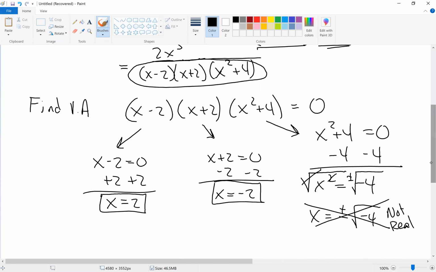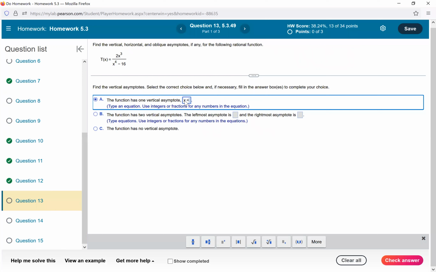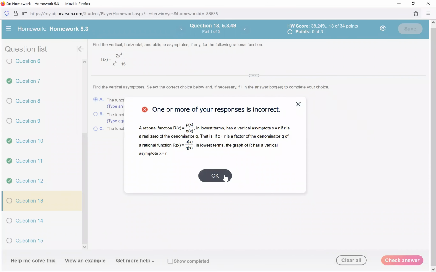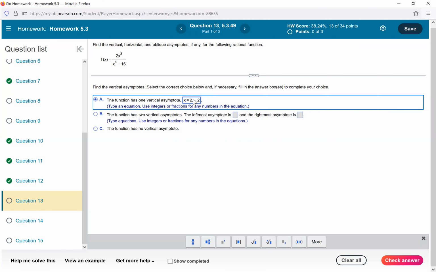We're going to jump over. It's x equals 2 comma negative 2. And remember, we're typing those as equations for the homework here. Ooh, they didn't like it. Let's see. Type as an equation, use integers or fractions for any numbers in the equation. So did they want a comma? Did they want a comma, x equals negative 2?